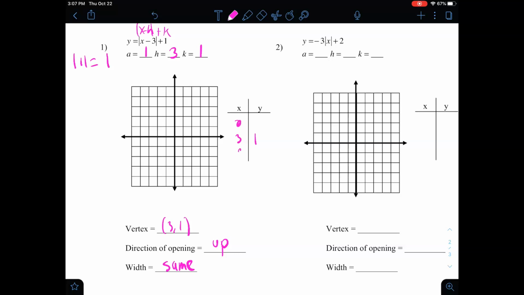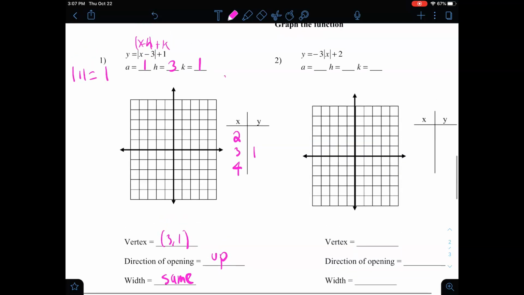What numbers are to the left and right of 3? Well, it goes 2, 3, and then 4. Okay, so let's plug in 2 now. So let's do y equals the absolute value of 2 minus 3, plus 1, which equals the absolute value of negative 1 plus 1, which equals 1 plus 1, which is 2. So both of these are going to be 2.